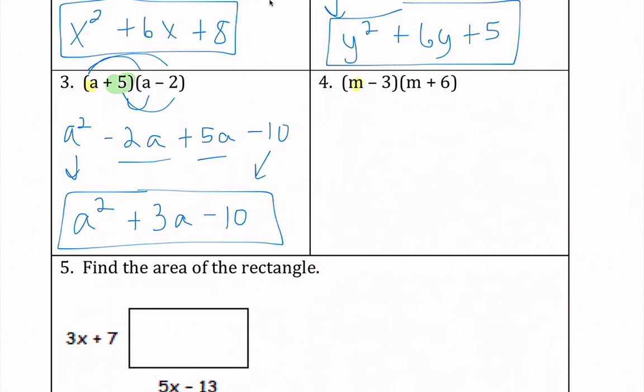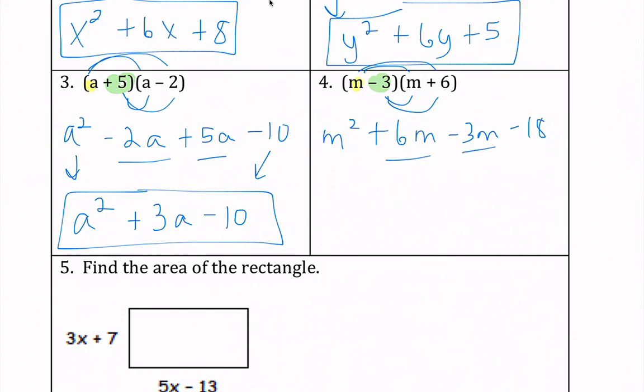Okay, so I'm going to start with this m and multiply. M times m is m squared. Next I take m and multiply by that positive 6 to get a positive 6m. So now I'm going to move on to multiplying by a negative 3. Negative 3 times m is a negative 3m. And then next I take negative 3 times that positive 6 to give me a negative 18.